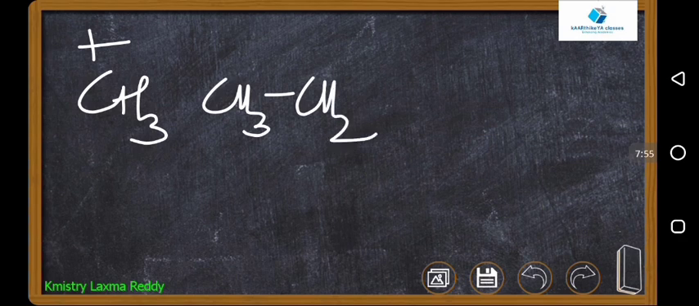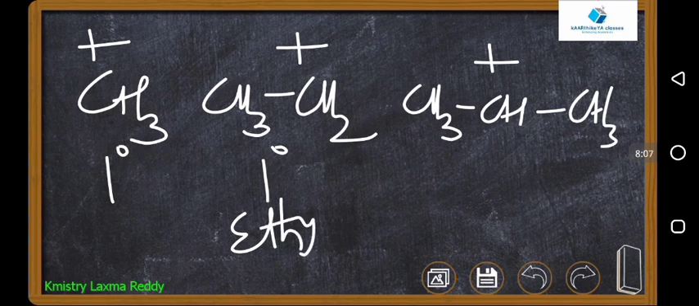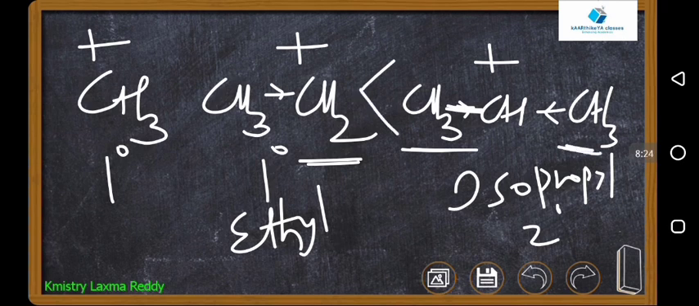So have a look at these examples. CH3 plus, CH3CH2 plus, CH3CH plus CH3. This is a primary one, this is a primary one, but ethyl group, ethyl carbocation. This is isopropyl carbocation, which is a secondary one. Here, this plus charge is supported by these two groups. So two methyl groups are two plus I groups, so this is going to be more stable. As the number of alkyl groups, that is methyl groups, increases, the stability will be increasing.